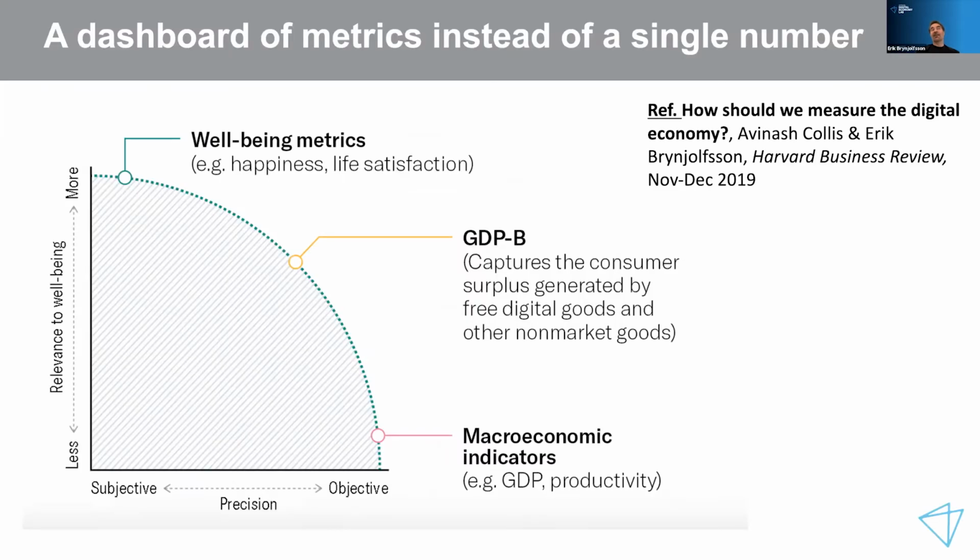So finally, let me just say that this is meant to be a complement to the other metrics of the economy. The traditional macroeconomic indicators, they're in the bottom right, like GDP and productivity. They have the advantage of being quite precise, 6, 7, 8 significant digits. We look at how they change from month to month or quarter to quarter.